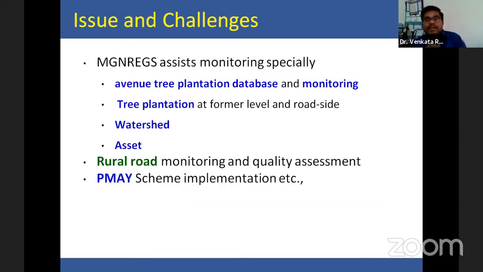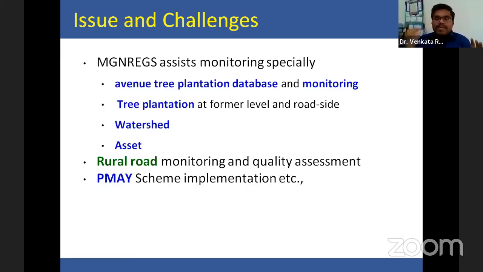Especially for the MGNREGA schemes, the government is looking at how to take up avenue tree plantations, where the government is spending a lot of money from the point of view of greenhouse gas reduction and SDG goals, on tree plantation at the farmer level and roadside tree plantation also. And from the watershed boundaries and watershed implementation point of view, of course, we have asset mapping concerns, and we have asset monitoring geotagged by many people from the ground, and NRSA has also kept it.